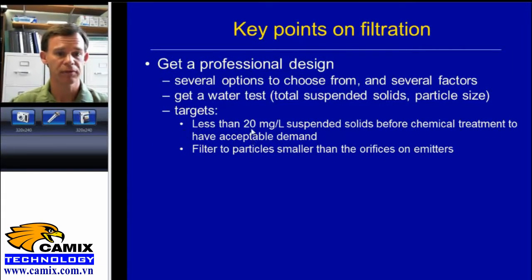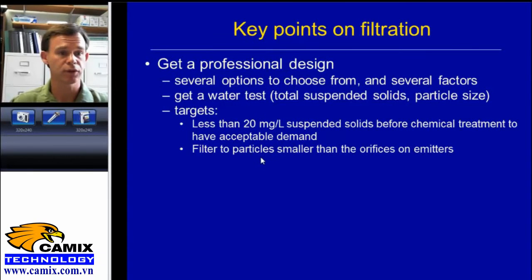Well, for horticultural irrigation water, we want to have less than 20 parts per million, or milligrams per liter, of total suspended solids. And if we have any more than that, it's quite likely that we're going to have excess demand for any chemical sanitizer that we apply. So this is the level that's recommended by EPA in the United States.